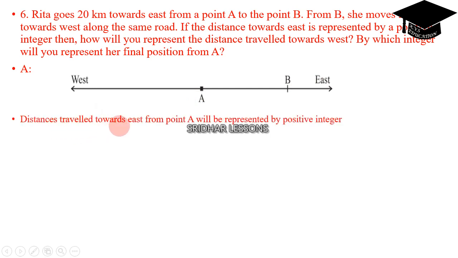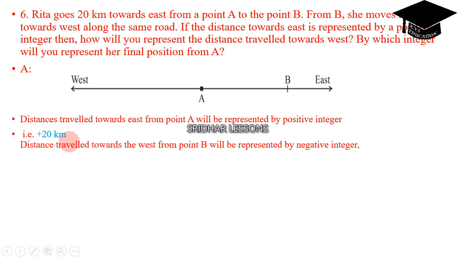The distance traveled towards east from a point A will be represented by a positive integer, that is plus 20 kilometers given. The distance traveled towards west from the point B will be represented with a negative integer, which is equal to minus 30 kilometers. So the final position of Rita from A is equal to 20 minus 30 kilometers, which is equal to minus 10 kilometers. Understood?